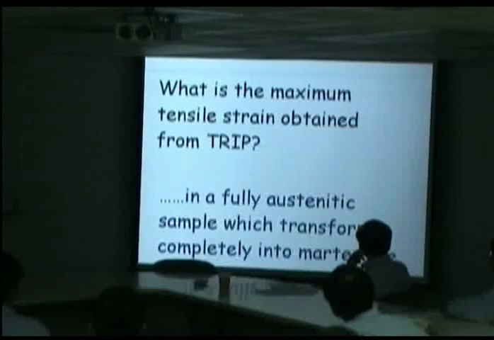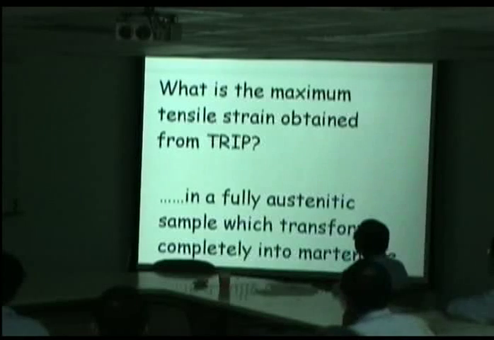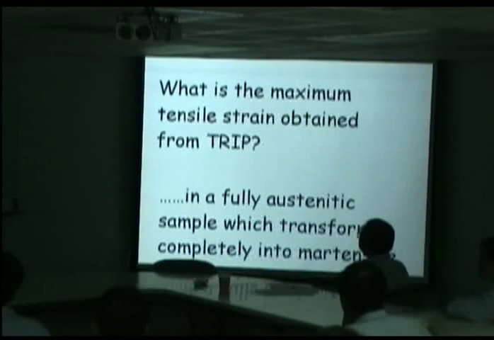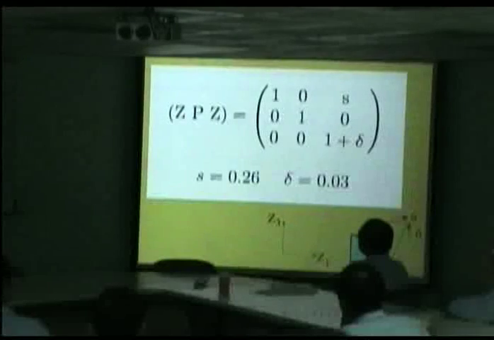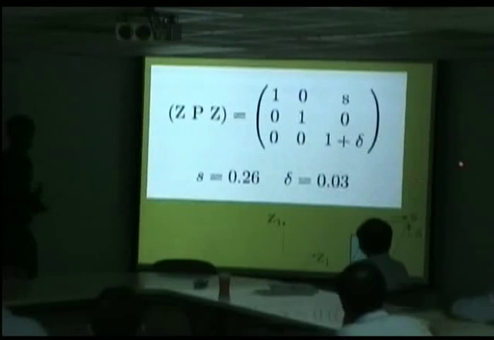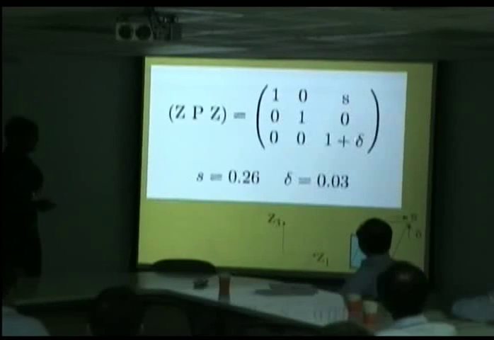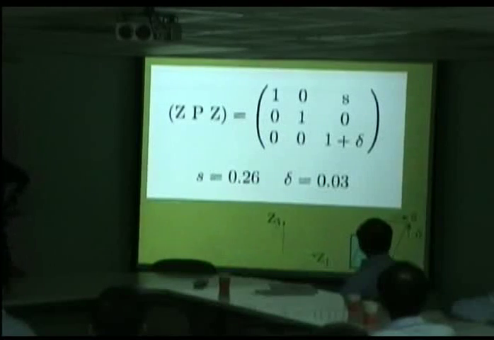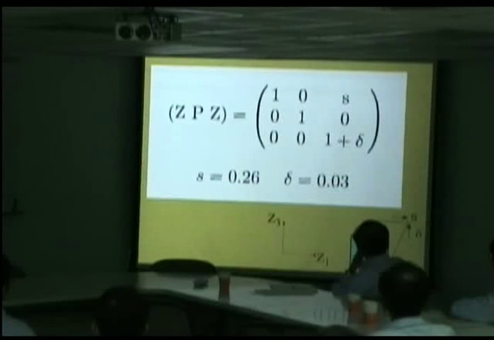So in a fully austenitic sample which transforms completely into martensite of exactly the right orientation, how much elongation should we get? Well, we can represent this shape deformation as a matrix like this, where this is the shear strain and this is the volume change, and we have these values from experiments.